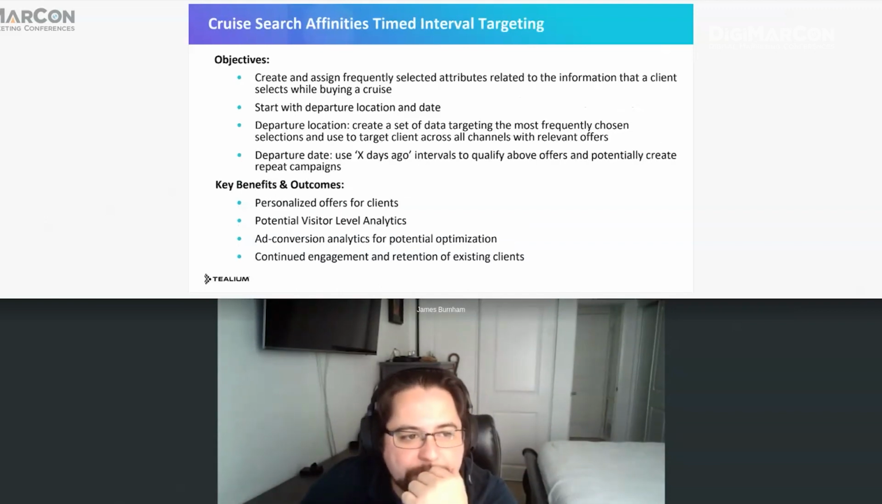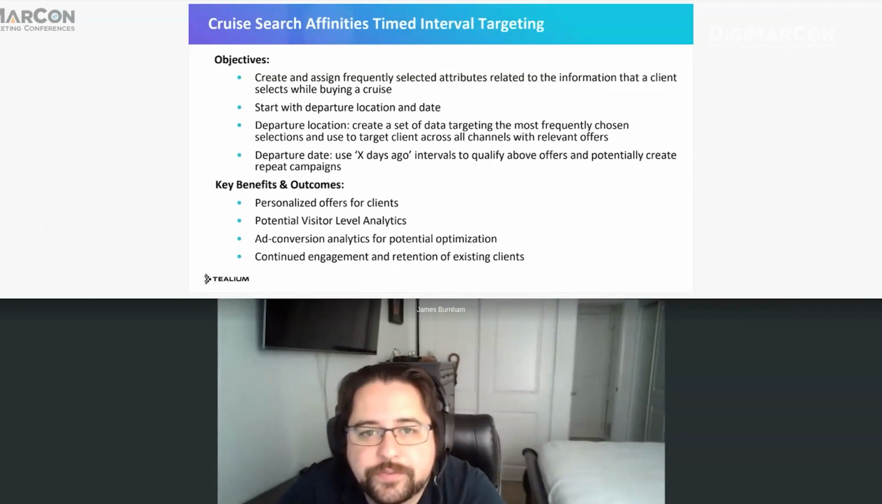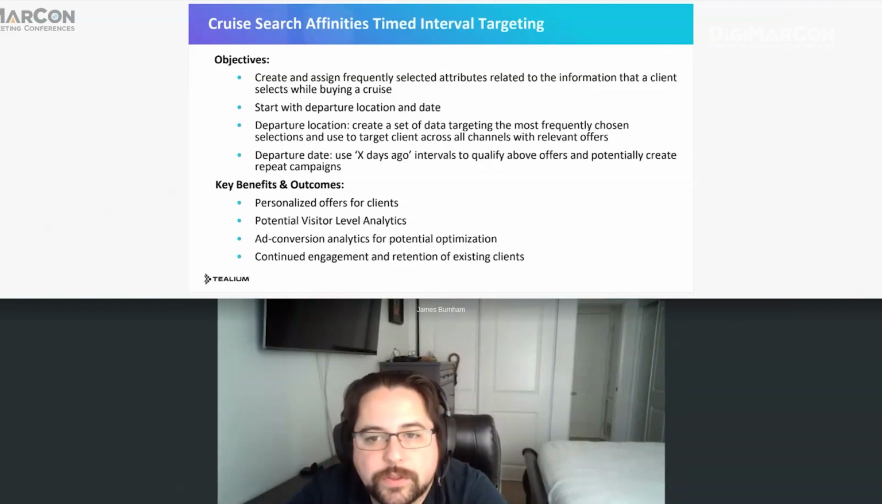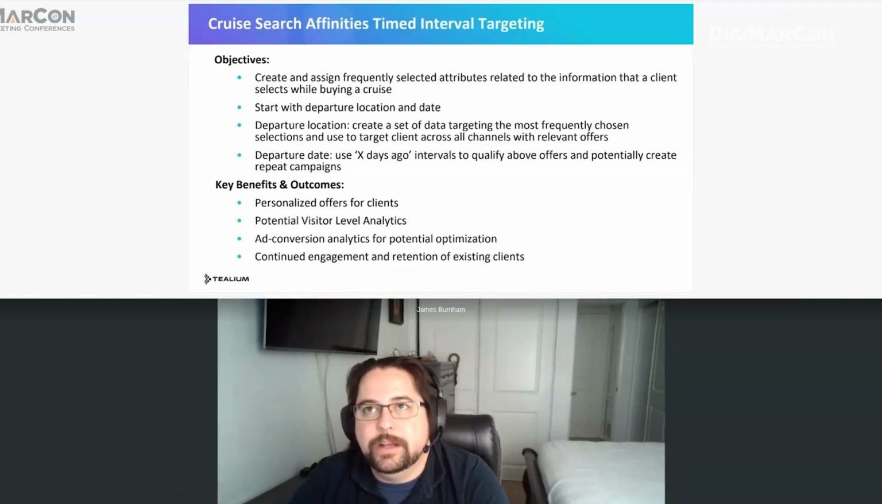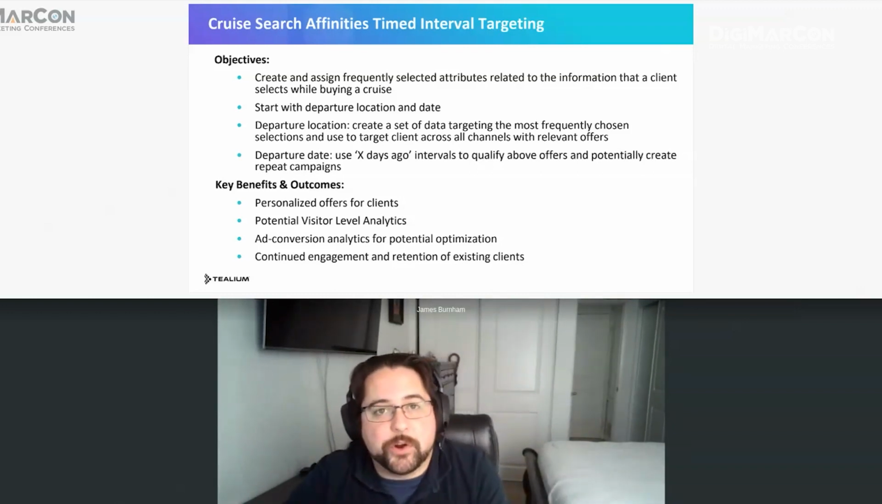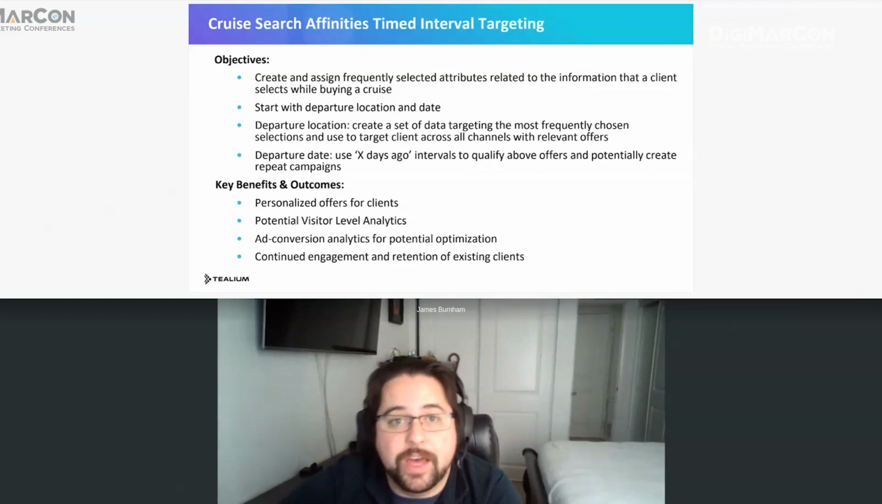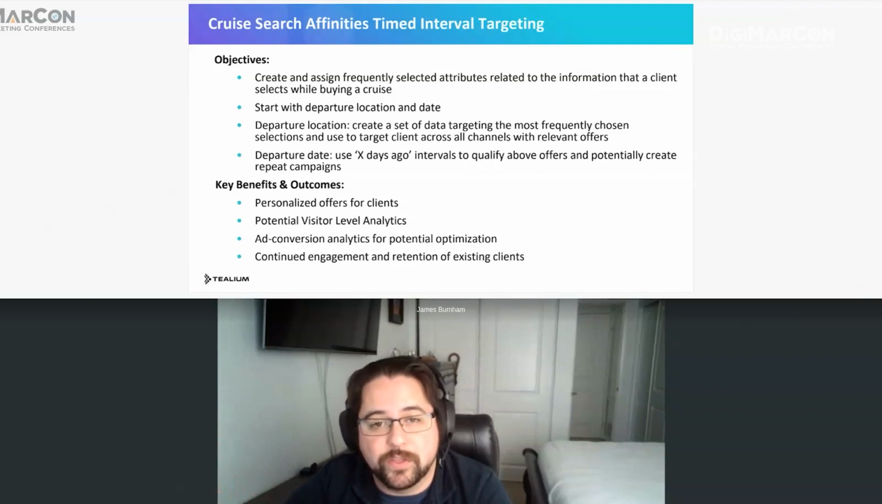Number three here is the cruise searches and affinities timed interval targeting. It's a mouthful of a use case, but obviously this was a cruise line vertical that we were working with, and they were trying to figure out ways to get the returning customers to come back. Their demographic was of kind of the elderly community, usually in the 50s to 70s, not elderly, but in the 50s to 75-ish range. And then beyond that, they did have a very specific group of 75 plus that they were targeting for a lot of these different use cases.